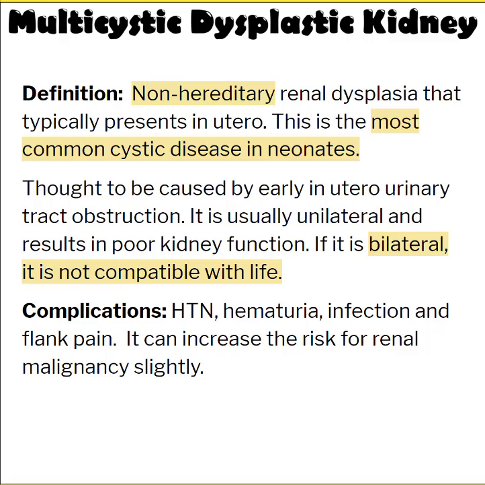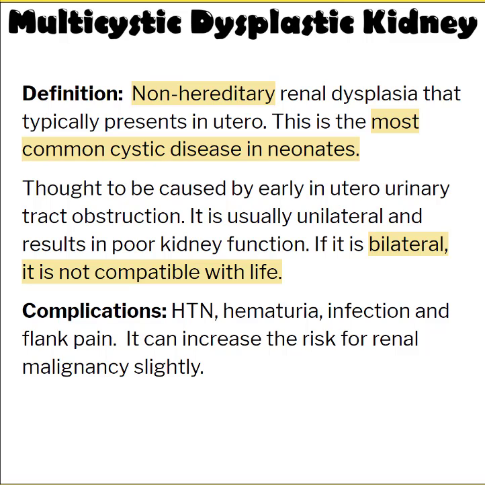Multicystic dysplastic kidney, because it's acquired, can be in just one kidney, or it can be in both. If it is in both kidneys, it is not compatible with life. Again, that goes back to the kidneys participating in the production of amniotic fluid. If there's not enough fluid, the lungs can't develop and the fetus usually dies.